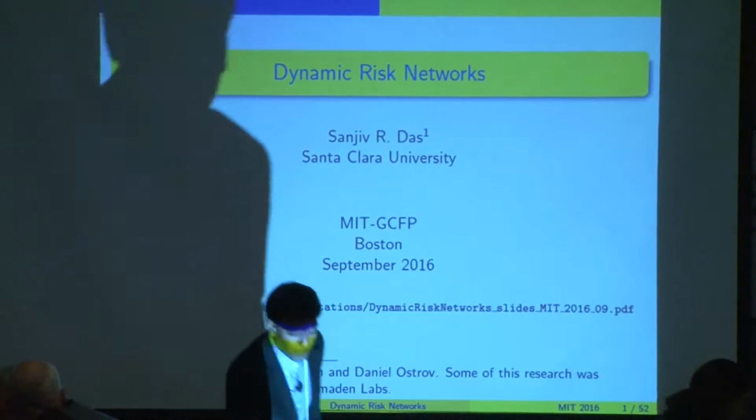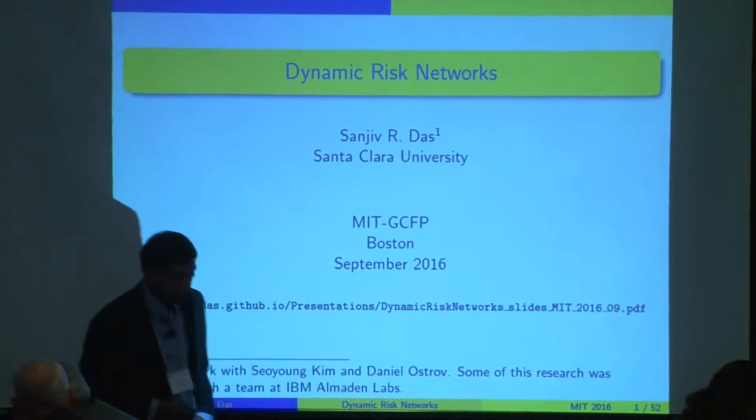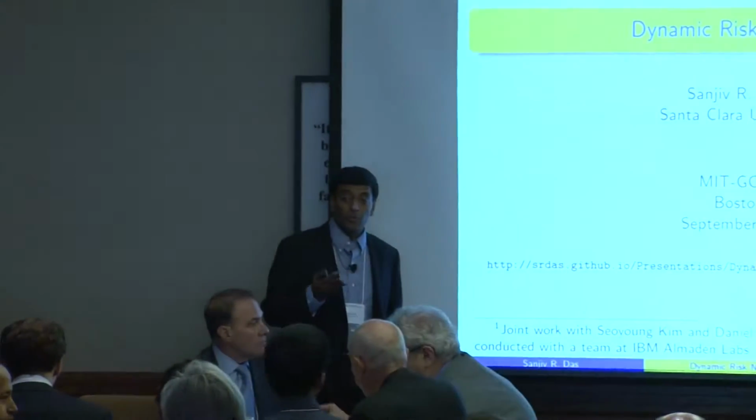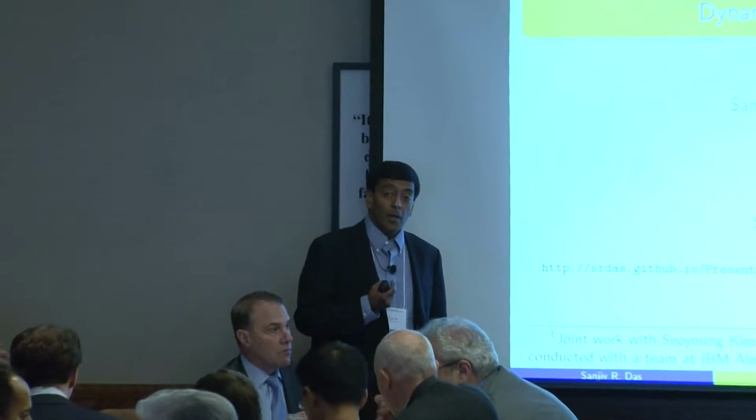So I'll try and not block the screen as much as possible. But the talk is going to be about networks. And I'm going to do it in three phases. I'm going to talk about how do you actually map the network of the US financial system, and why do you want to do that, and what that has to do with systemic risk.